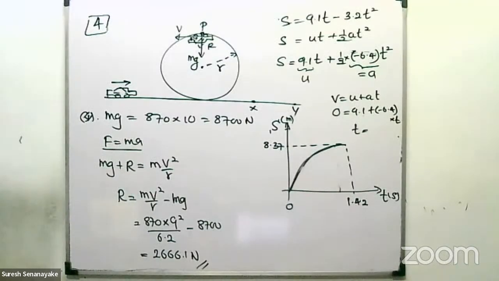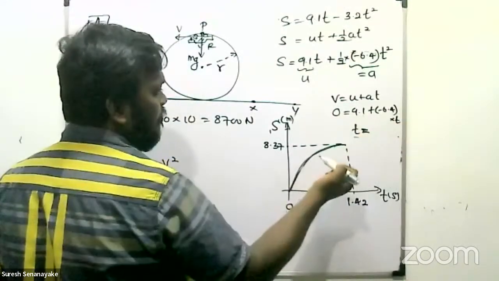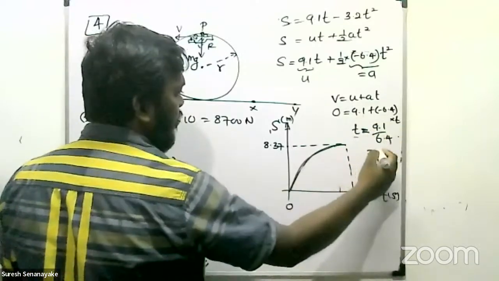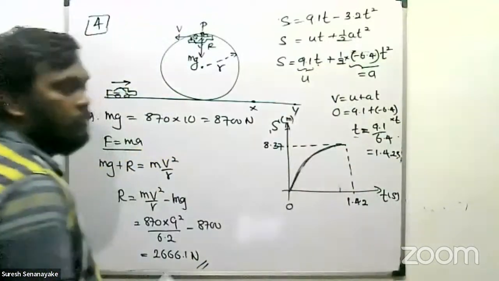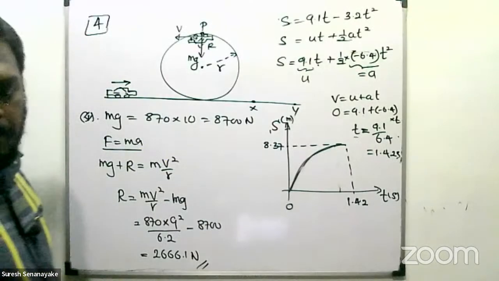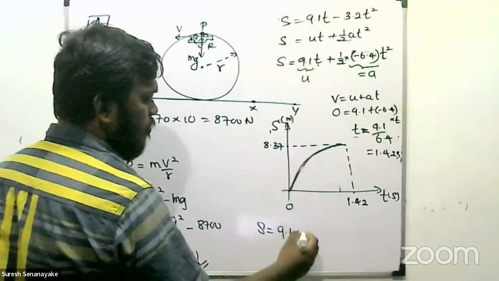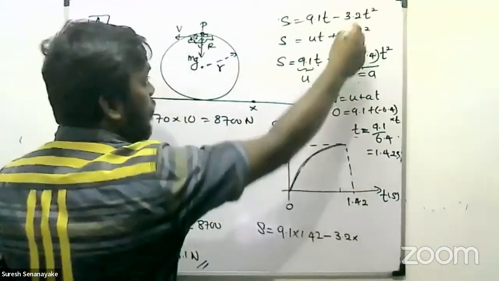Yes, 8.37. The T value is okay for this equation. You can use it and get T, 9.1 divided by 6.4, that will be 1.42 seconds. Substitute that T value there. Clear? Then you can find 3.2 into T squared.